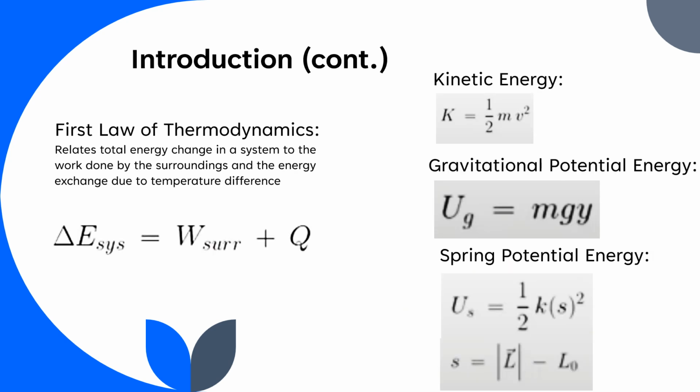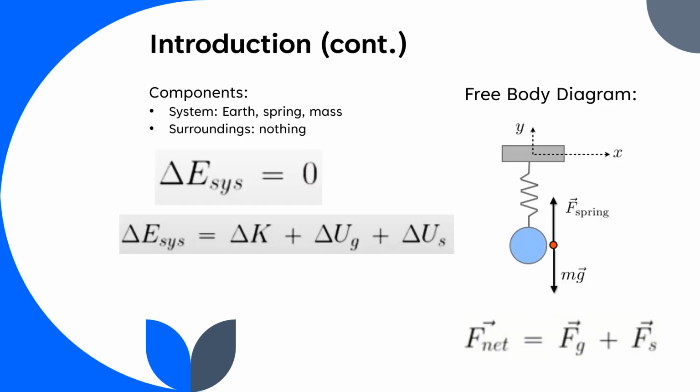The fundamental physics principle of the first law of thermodynamics details that the total energy change in a system is equal to the work done on the system by the surroundings plus the energy exchange between the system and surroundings due to a temperature difference. The choice of system matters as it can affect the energy types present and what work is committed by the surroundings. For a system with multiple interacting parts such as ours, kinetic energy, gravitational potential energy, and spring potential energy are possible, though others include rotational energy, chemical energy, and electric potential energy. The system comprises the Earth, the spring, and the object's mass.